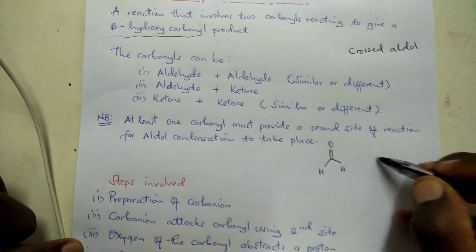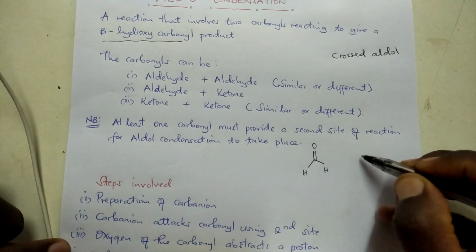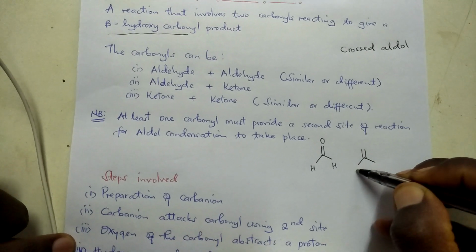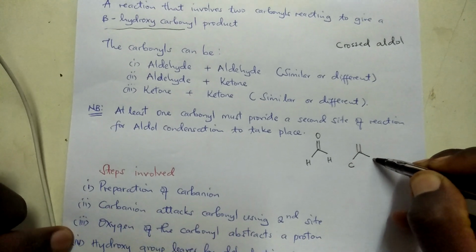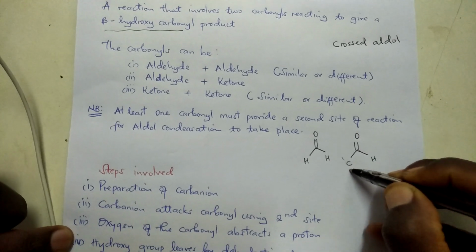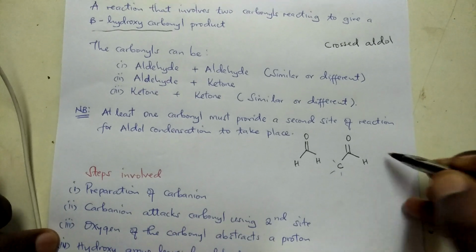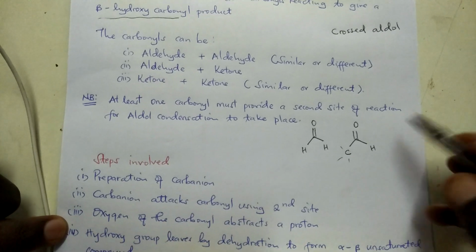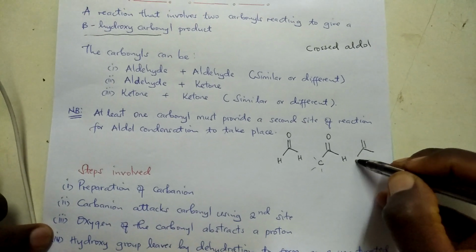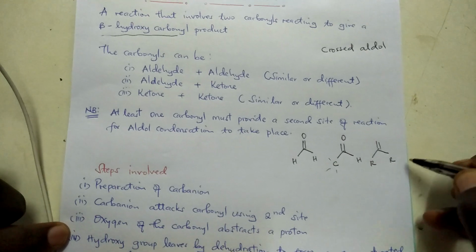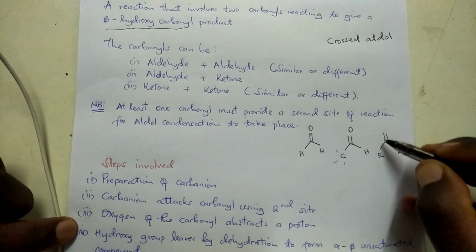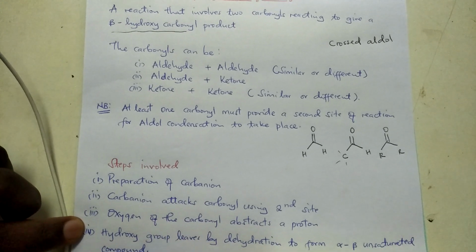So the carbon at the alpha position is the second site of reaction. An example is when we have something like acetaldehyde. We have carbon here, and then we have hydrogen here, and then we have oxygen here. Or when we have something like propanone, that has two second sites of reaction, like this one, where we have two. If these are representing carbon chains, then it has two second sites.